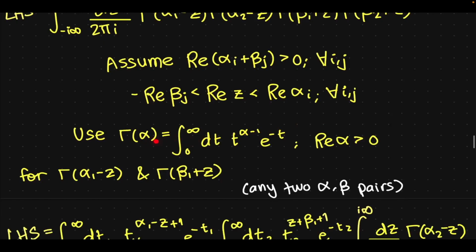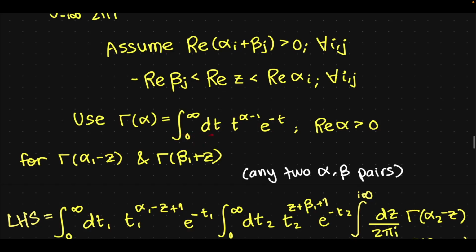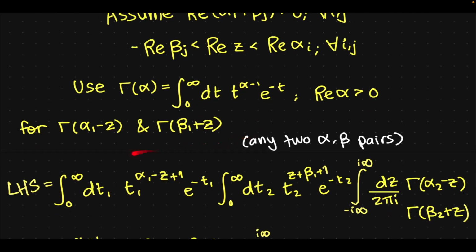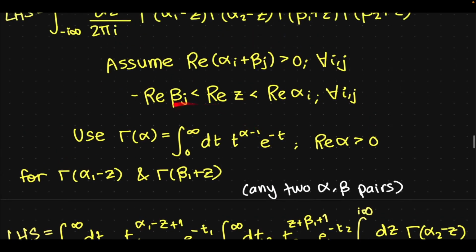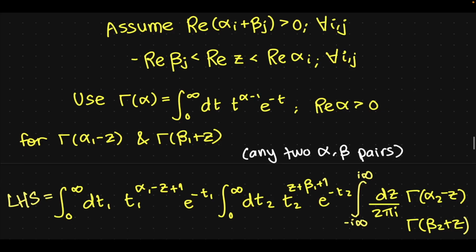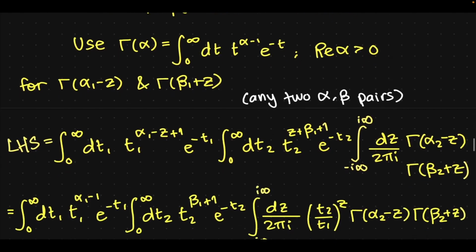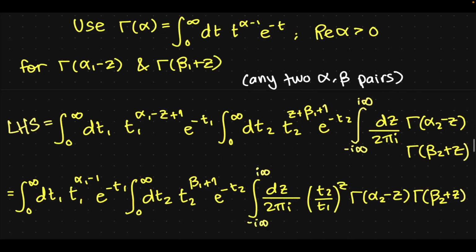Let's use the integral definition now of the gamma function. So gamma of alpha is the integral from 0 to infinity dt t to the alpha minus 1 e to the minus t, and this holds for the real part of alpha greater than 0. In other words, this is just the Mellin transform of e to the minus t, as we learned in this video. We're going to use this definition for gamma of alpha 1 minus z and gamma of beta 1 plus z. Now, alpha 1 and beta 1 are arbitrary choices. We could have taken alpha 1, beta 2 or alpha 2, beta 2. It doesn't matter because this condition holds for all i, j. So we're not going to run into any problems with the convergence, and therein lies the elegance of that stricter requirement, as I said.